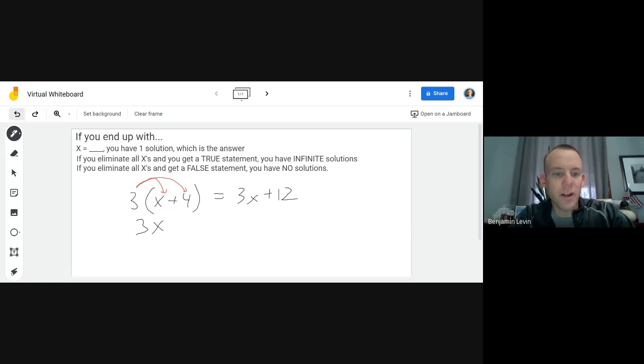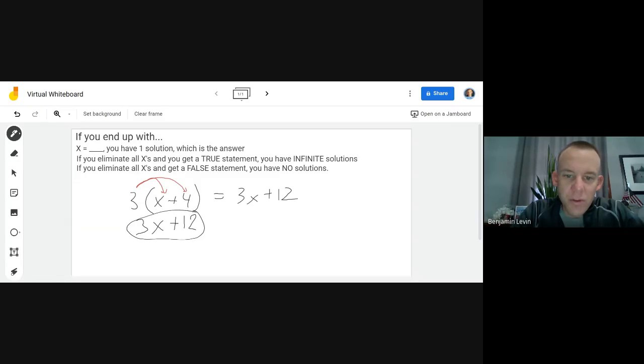3 times 4 is 12, and it's positive because we have a plus sign there. And obviously 3 is positive because it doesn't have a sign. It doesn't have a sign, it's always positive, right? So look, what do we have? We have 3x plus 12 equals 3x plus 12.